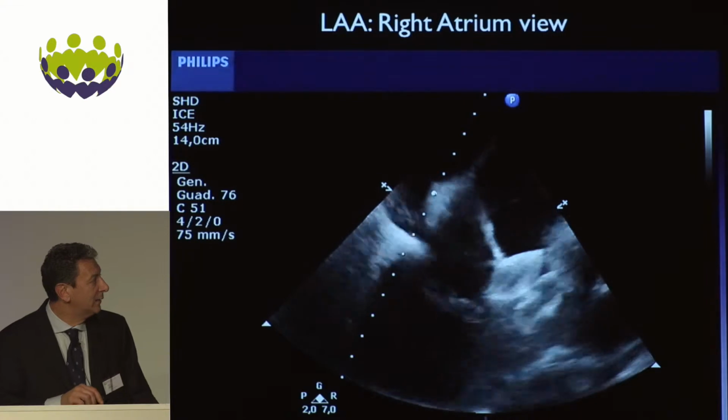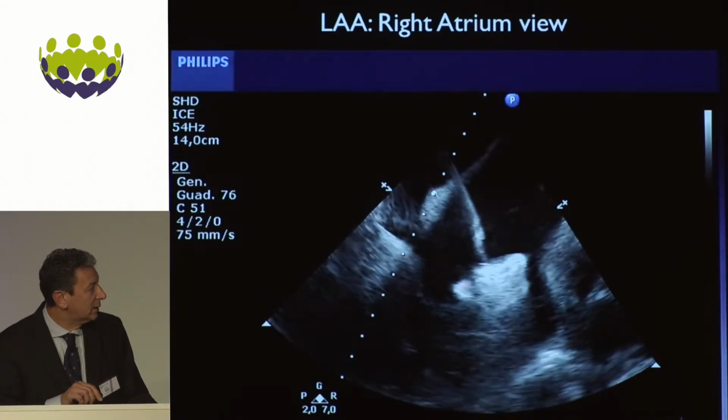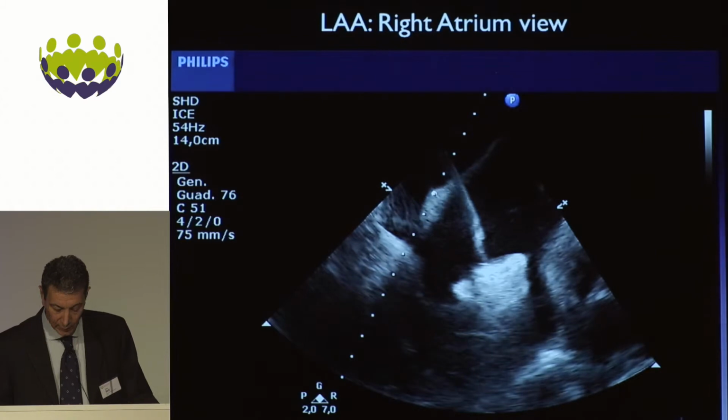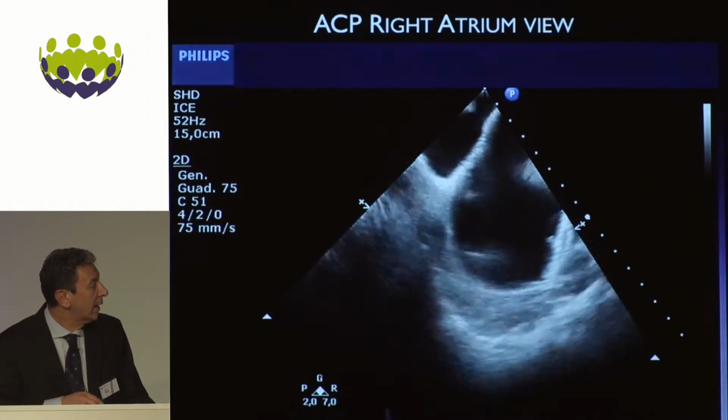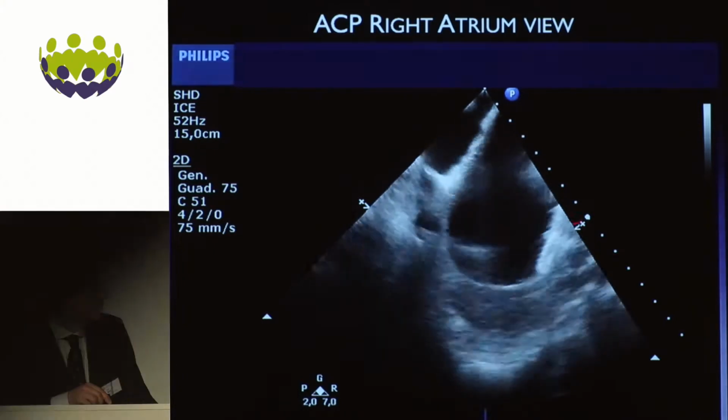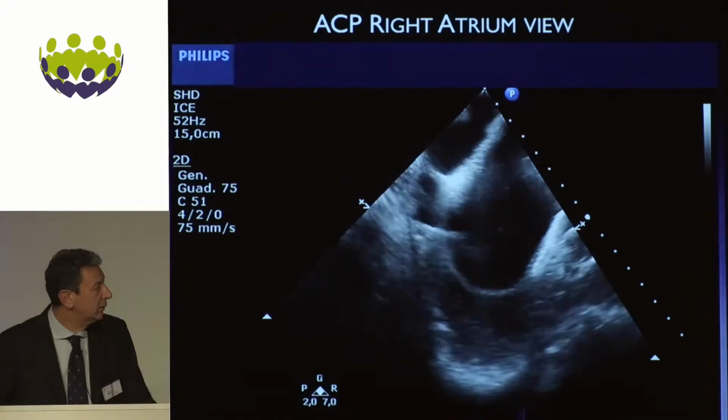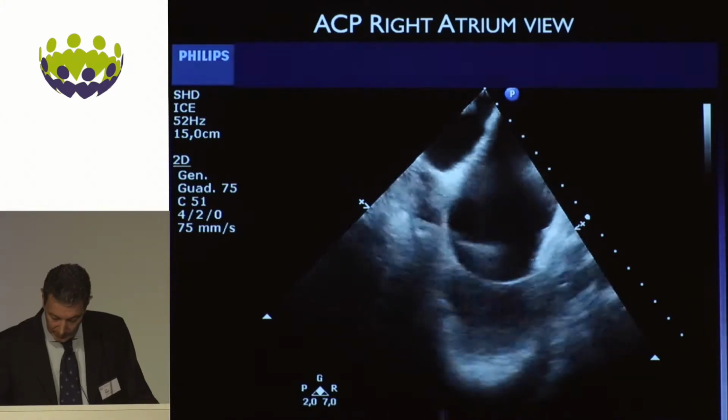This is a failed stability test. You see the migration of the Amulet from the landing zone to the right atrium before the release, and this is the ACP well placed in the ostium of the left atrial appendage.